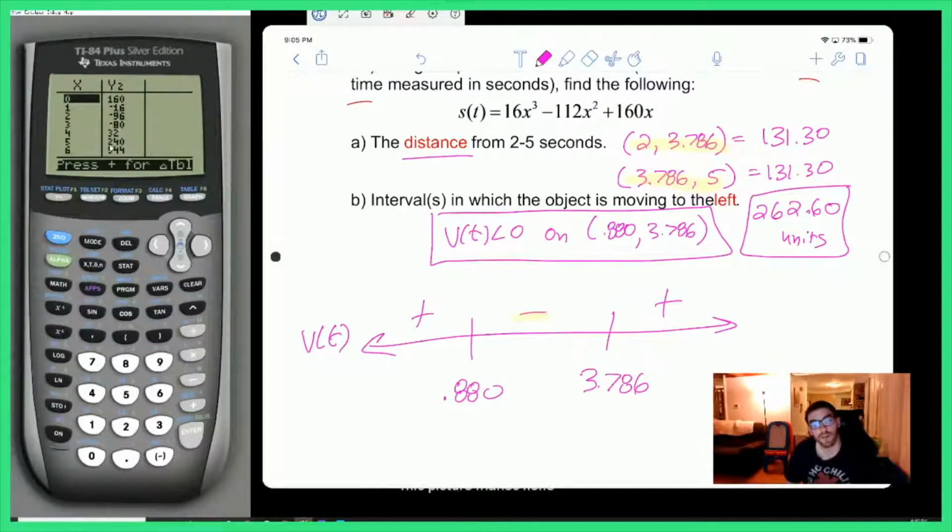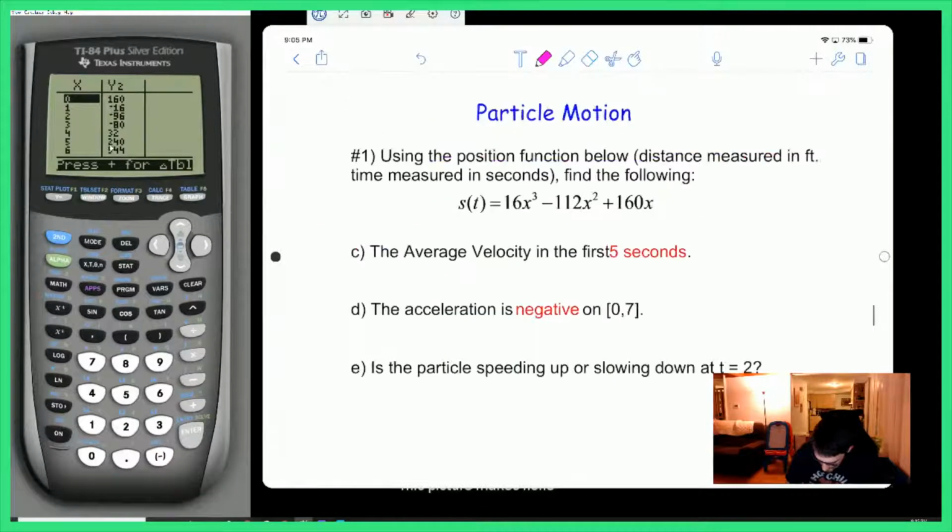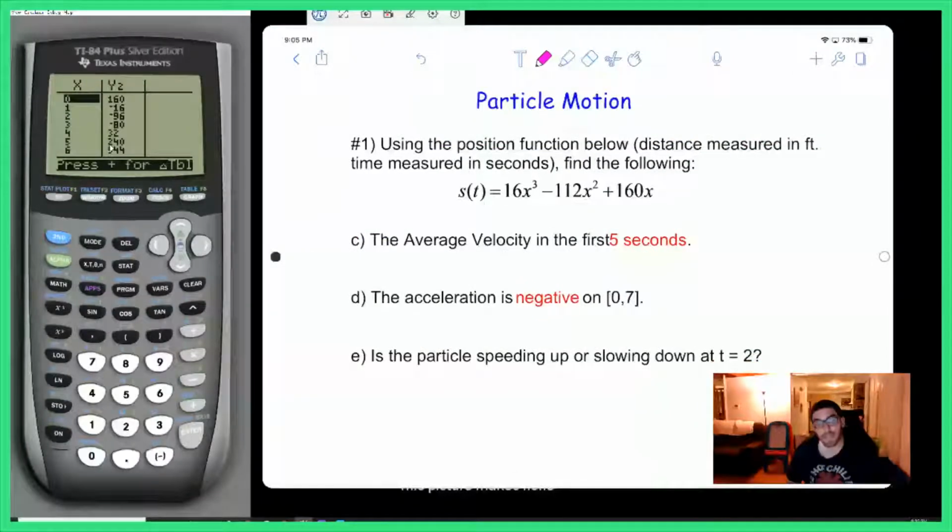The particle moves to the left, or down depending on direction, when its velocity has a negative value. All right, so that's what I would do for part B. All right, same function, a couple more questions. I just didn't want the slide to be too overwhelming.